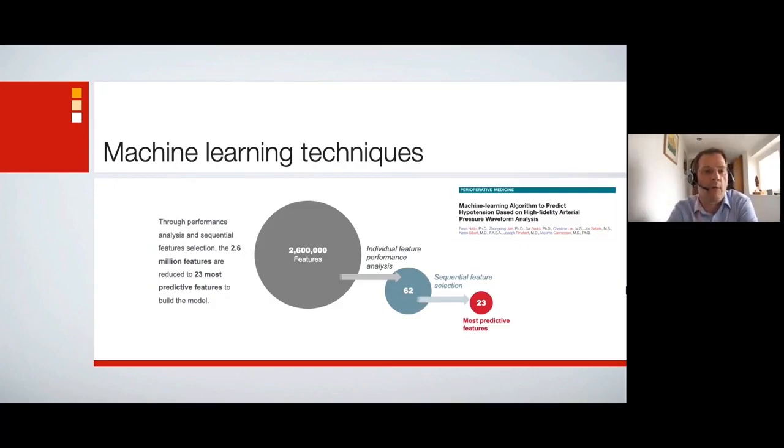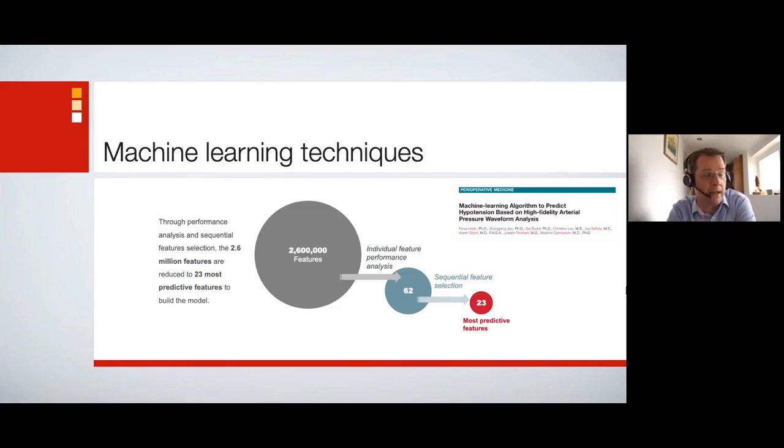First of all, we do ROC analysis to find the best predicting factors or variables for hypotension. And then we use combinatorial permutations. We take the 51 best predicting features and we multiply them by each other at various powers ranging from -2 to +2. What this gives us for each arterial waveform is over 2.5 million features. And this is what goes into the machine learning algorithm through a process called performance analysis and sequential feature selection. What we come out with is 23 of the most predictive features for hypotension.